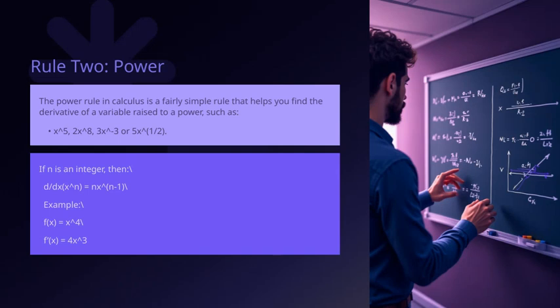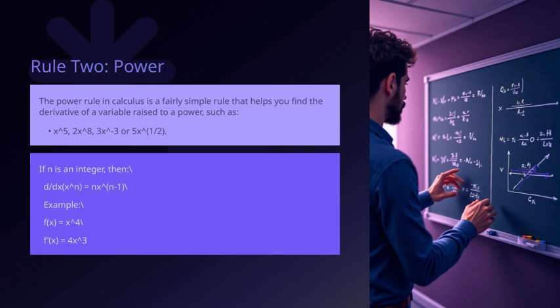Let's look at the example f(x) equals 4x cubed, which is the derivative of x to the fourth power. Now, recall the general rule for derivatives of powers. d/dx of x to the n equals n times x to the n minus 1.